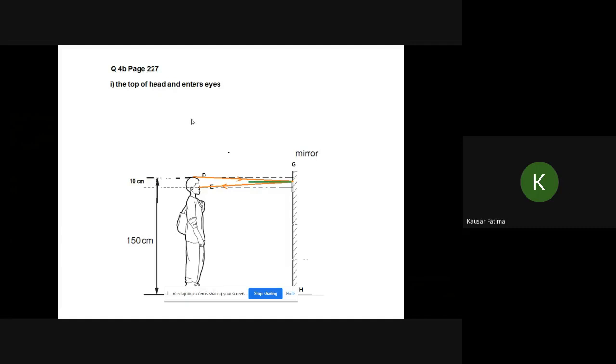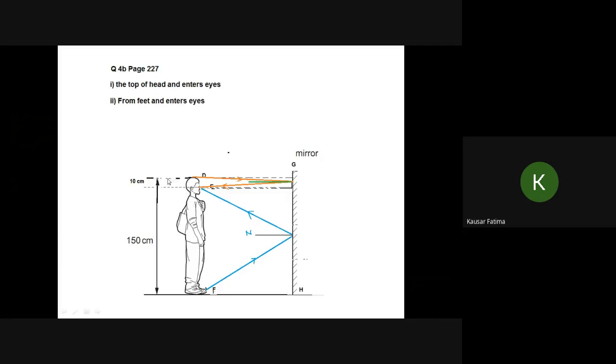Okay, one ray is drawn. What is the next part? From the feet and enters the eye. You have to draw another ray which goes from the feet and enter the eye of the person. So it means it will start from here, this way, strikes the mirror and reflects, obeying the laws of reflection and entering the eye of the person. This is the normal. Angle of incidence has to be equal to the angle of reflection. So this is what we have done.